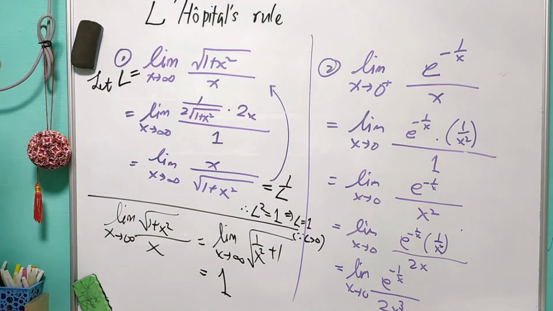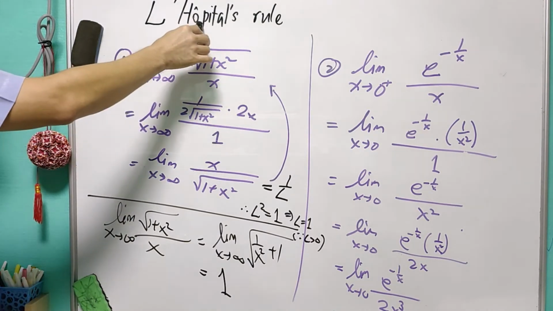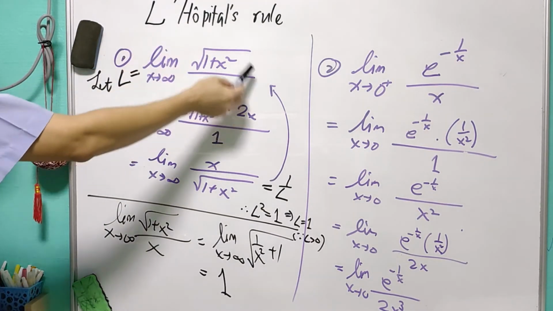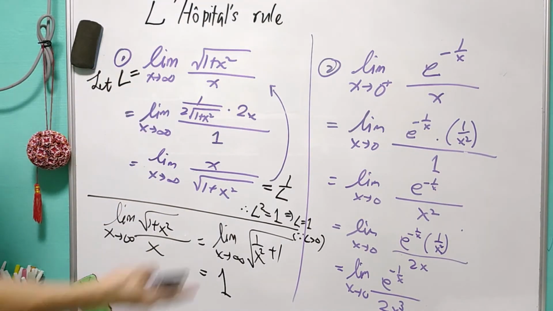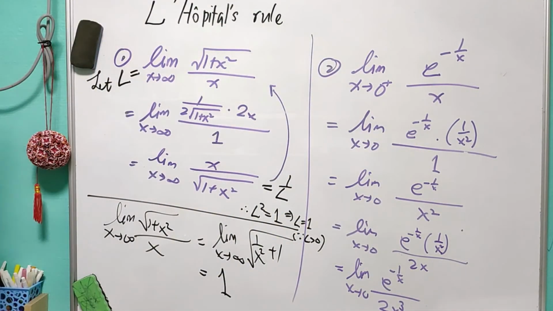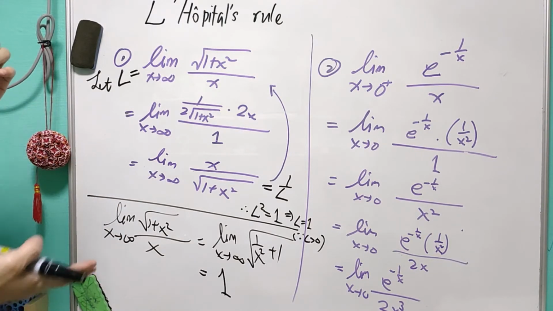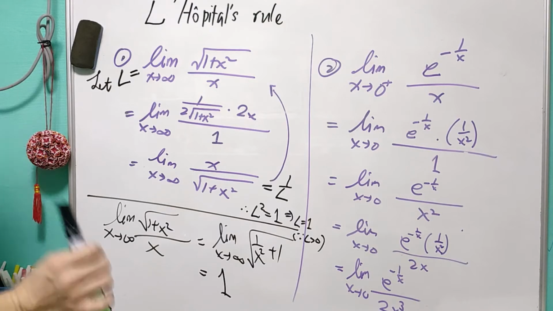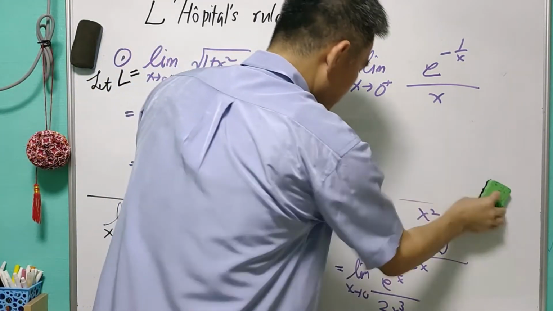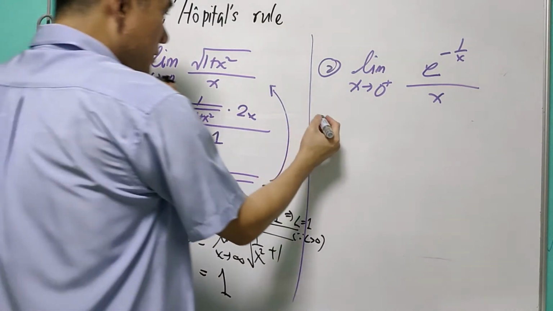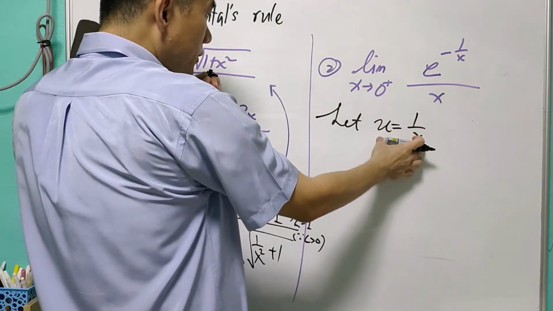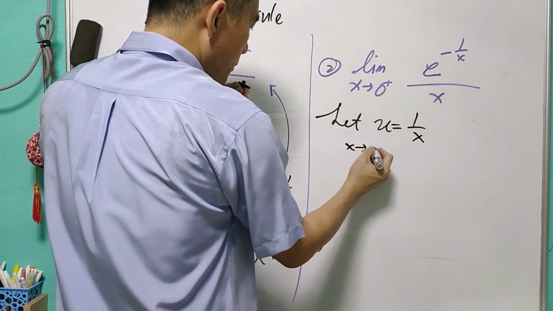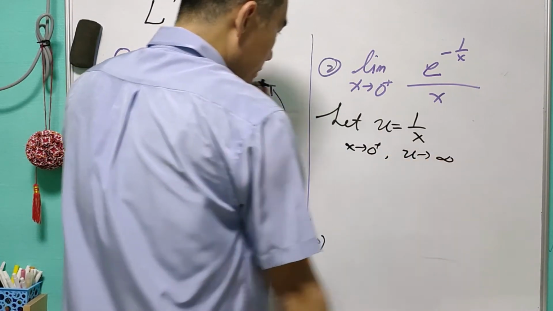It is also possible to get the answer using L'Hopital's rule with the assumption that the limit exists. This solves scenario 1. How about scenario 2? For scenario 2, we are unable to simplify it using L'Hopital's rule directly, but we can use a suitable substitution. The suitable substitution will be let u be 1 over x. If u equals 1 over x, when x goes to 0 positive, u will go to positive infinity.